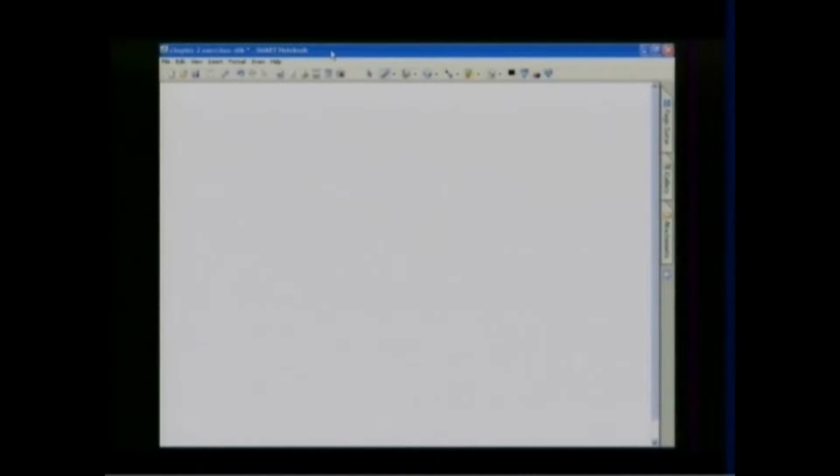Now we're going to do some problems in Chapter 2, Section 5, or 2.5. This section is on linear functions. Linear functions basically take the form of y equal mx plus b. This is a linear function, power 1.